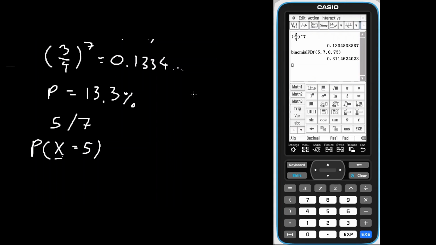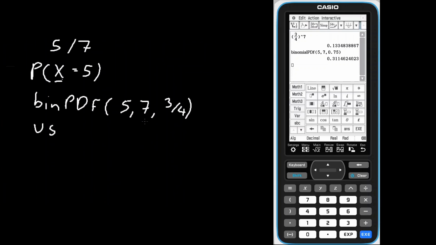So if we write that in, we get that it is equal to 0.311. So to write this in, you can go bin PDF and just write it in here. So 5, 7, and 3 divided by 4. And then what you can say is use calc. Just tell the marker you are using a calculator, and that the probability of x is equal to 5 is now 31.2%. Okay, and there's your answer.